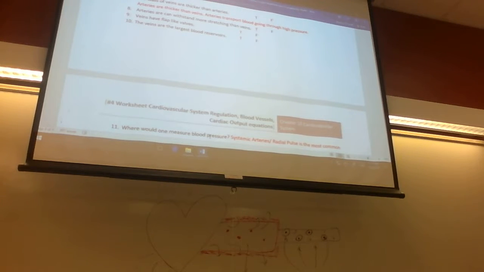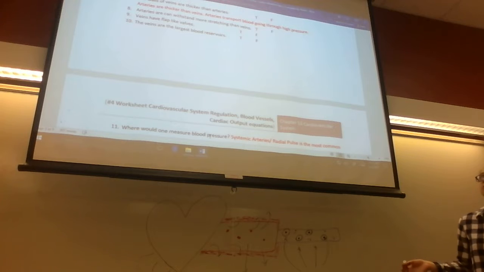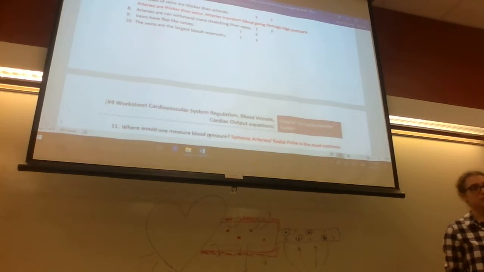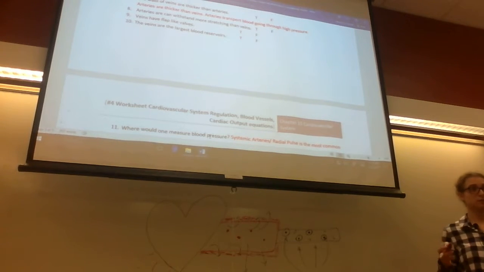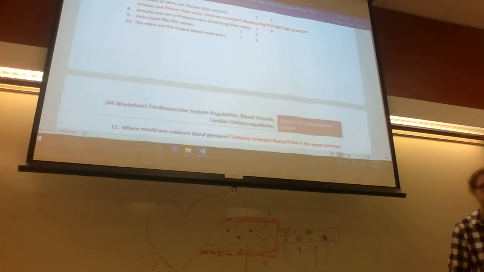Number 10 is saying veins are the largest blood reservoirs in the body, and this is true. Veins hold about 75% or over that, or maybe 85%, I don't remember. But they're the largest blood reservoirs, which means a reservoir is something that stores blood. You have a whole lot of veins all over your body, but typically on a regular basis, you have a lot more blood in your veins than anywhere else.